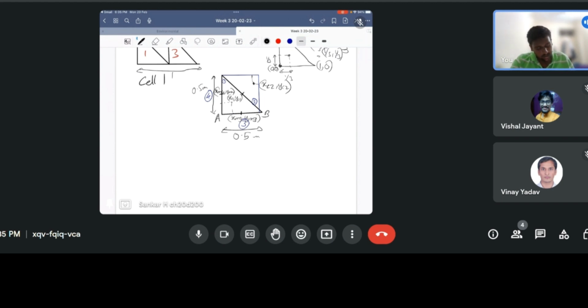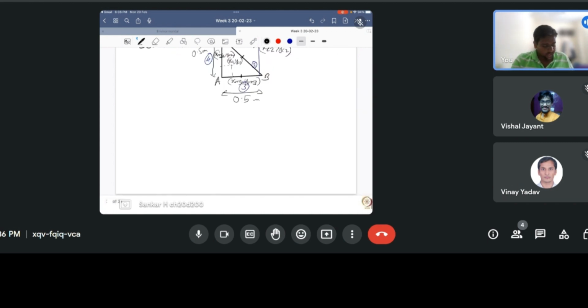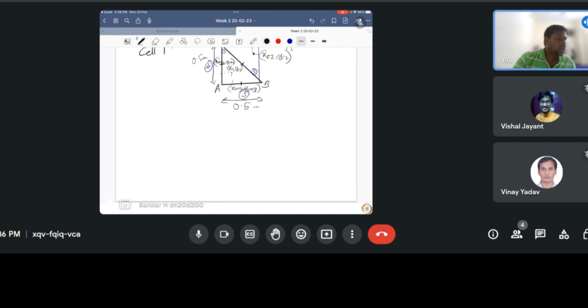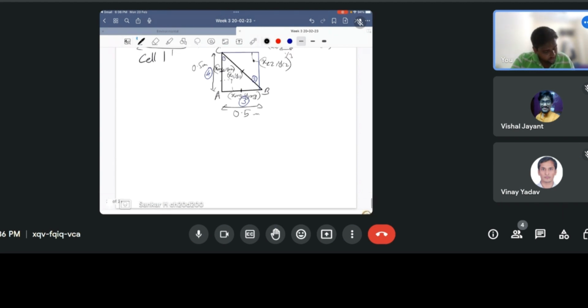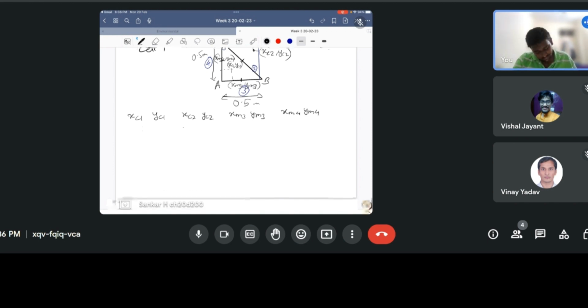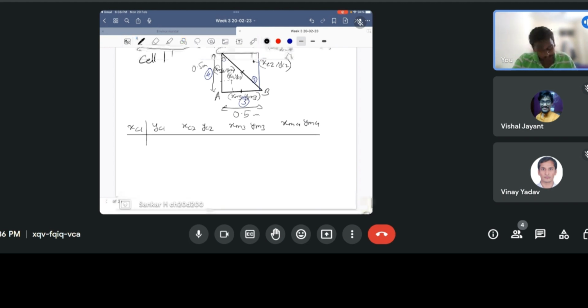Let us consider this triangle to have the name ABC. So when we try to discretize ABC, we first write the coordinates associated with each of these cells. Firstly we write what is xc1, we want to know what is yc1, then we want to know what is xc2 and yc2, then after that we want to know what is xm3 and ym3, similarly xm4 and ym4. So let's first consider xc1 and yc1.